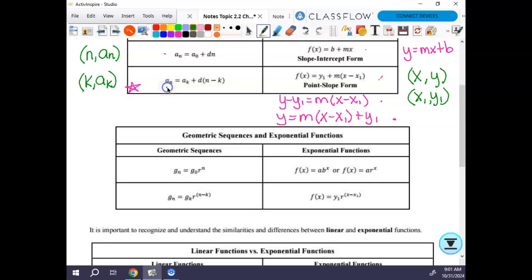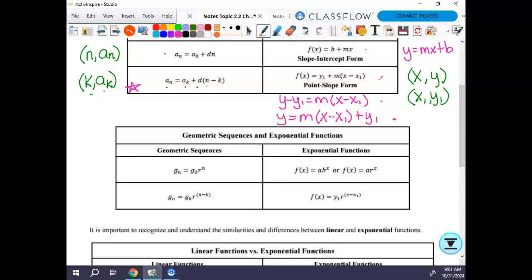A sub n is just y. A sub k is your y1. D is your slope. N is your x, and k is your x1. So if you look at the forms, they look very, very similar, and it really is just the same thing. Just that the lines on the right are continuous, on the left is just the discrete data that we're plotting. Okay, everybody okay with that?